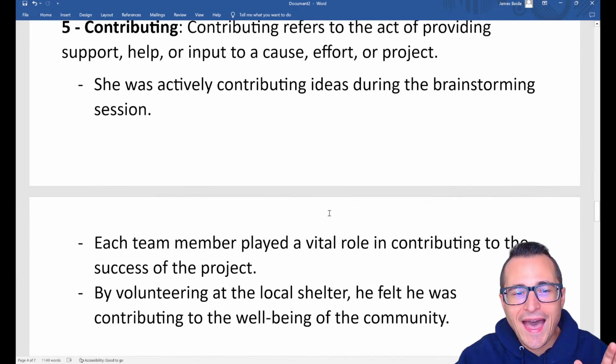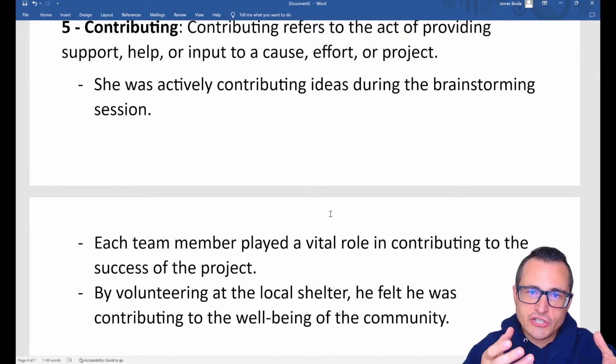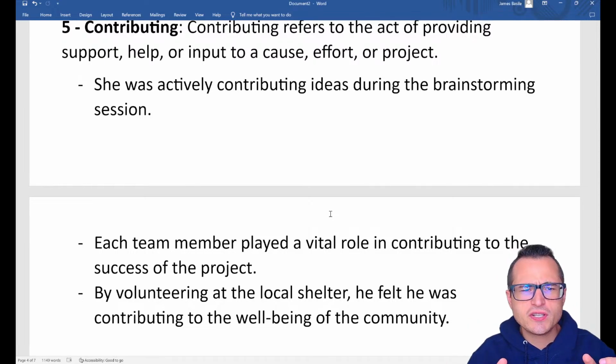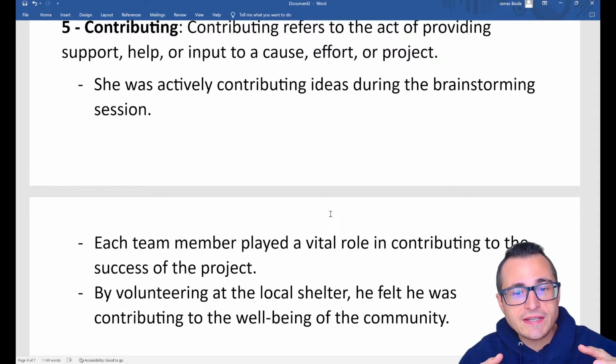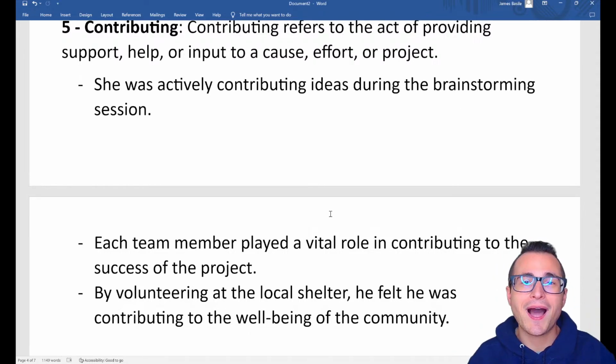She was actively contributing ideas during the brainstorming session. What did she help with? What did she support with? She contributed, she gave, she helped by giving ideas.